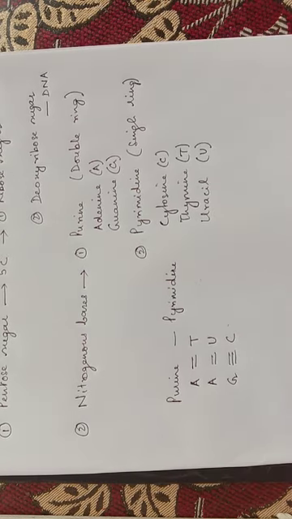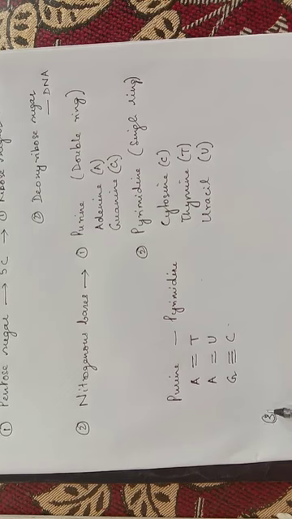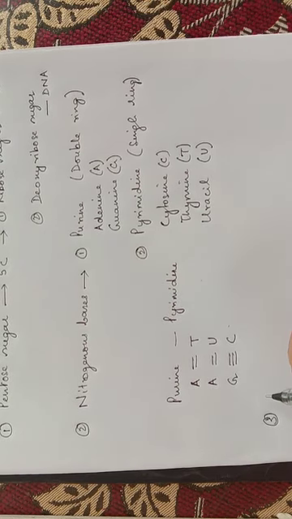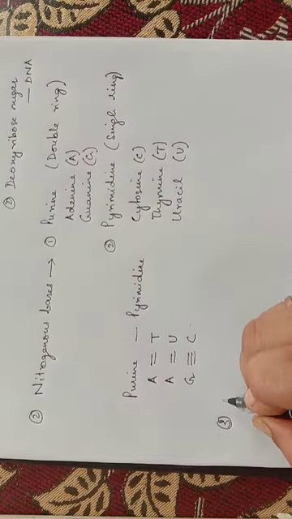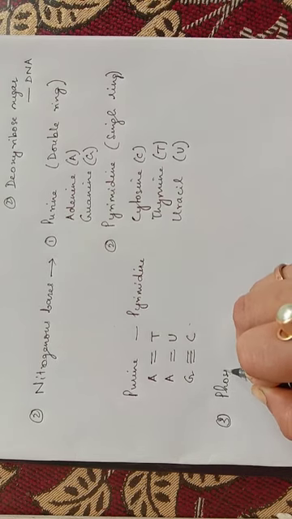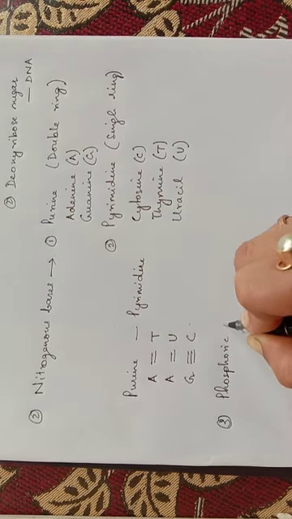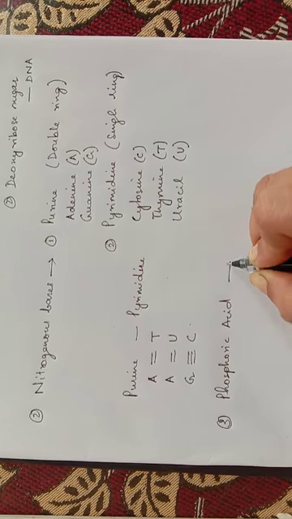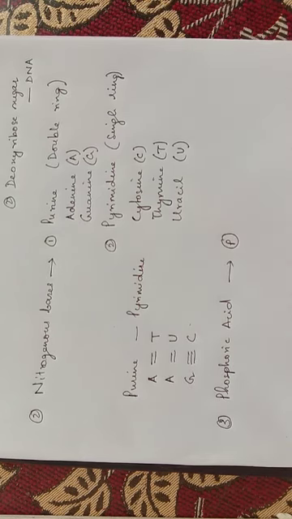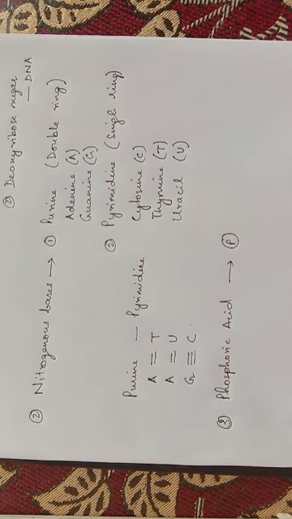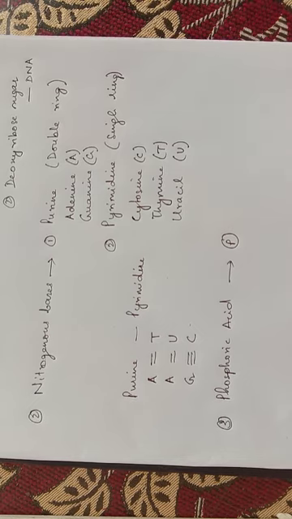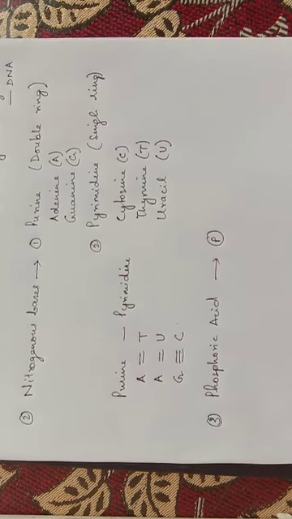Now, the third molecule present in a nucleotide is phosphoric acid, which supplies the phosphate group for the formation of the polynucleotide chain. That means two nucleotides are joined together by this phosphate group.